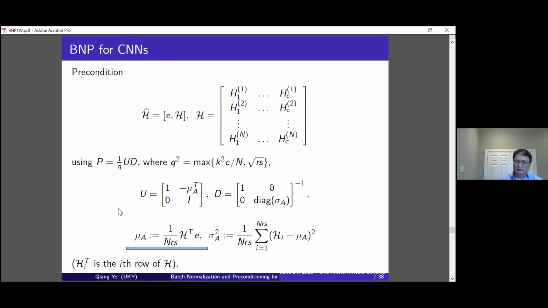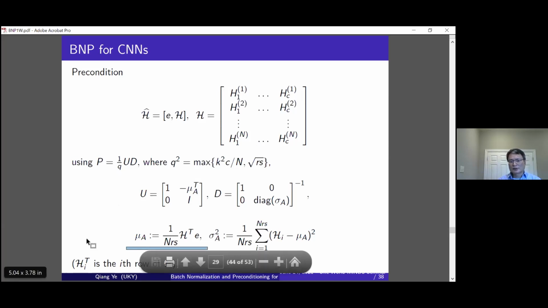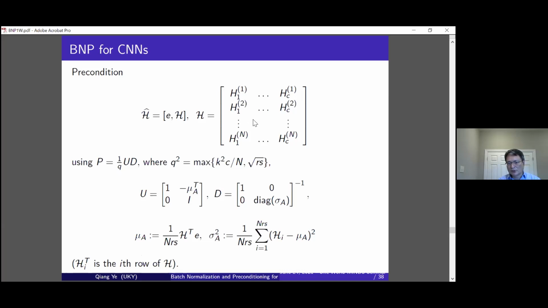Now with that mu A and sigma A, we have all the same properties as before. After the transformation, you get the G hat, and G hat will be normalized, and that improves the condition number. Now what's really different is what this mu A is. This mu A here is basically the mean of these rows.